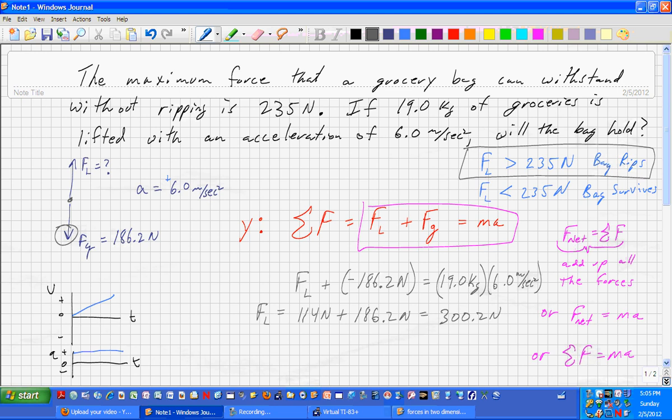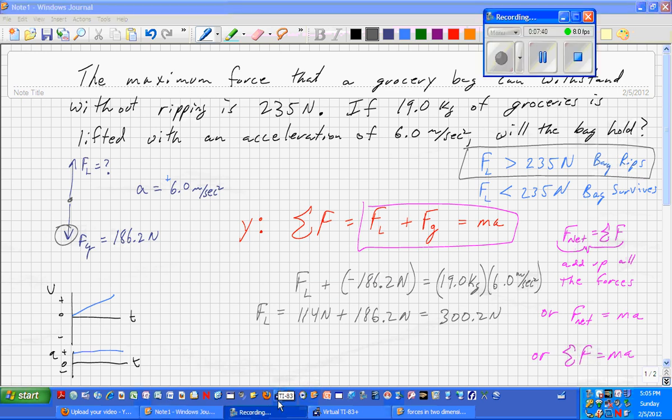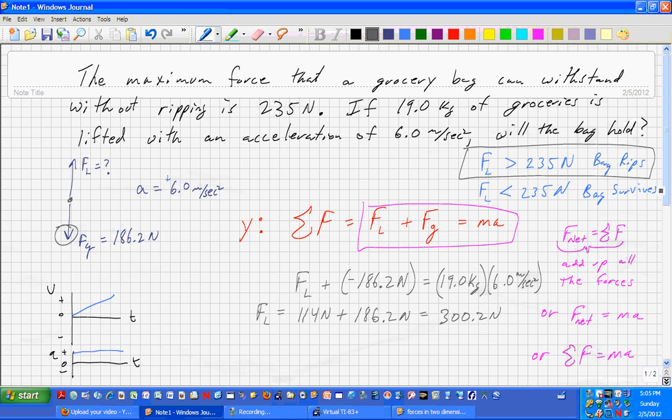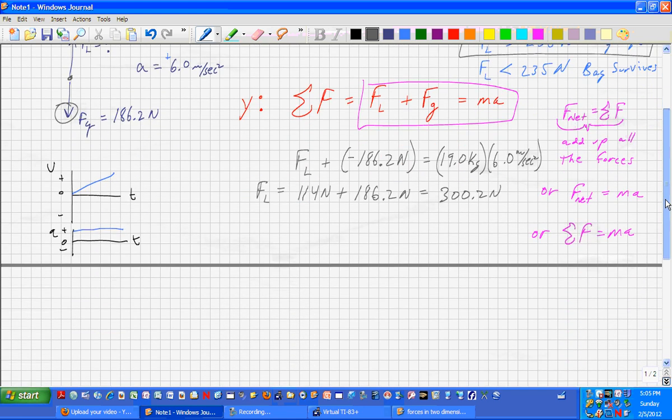Again, there's other ways to do this. One of the other ways you could do this is to use this force maximum and figure out the maximum acceleration that the bag could withstand. You know what? I wonder how much time I've used. I could probably go ahead and do that really quick. Let me slide down just a little bit.